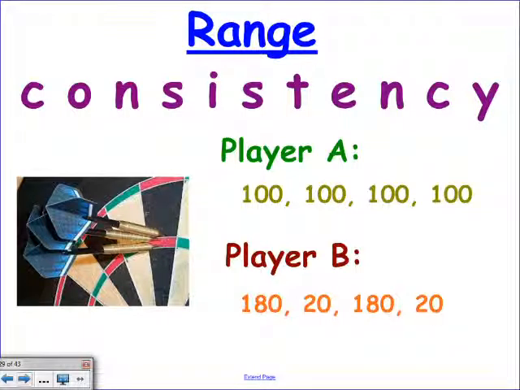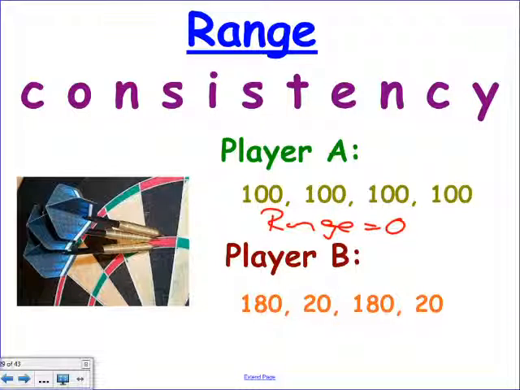So player A comes up to the oche and he goes 100, 100 and 100. So what's the range of his data? What's his highest score? 100. What's his lowest? 100. So his range is 0. How consistent would you say he is? Very, very consistent. You could put him on the oche and he'll get you 100 every time.